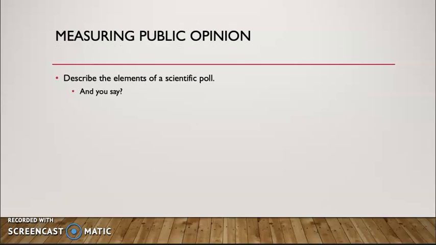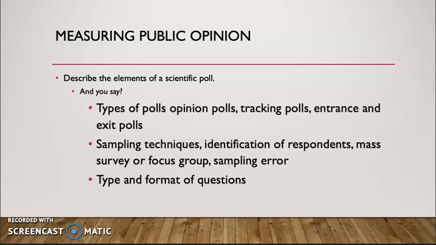So what do we do with those attitudes? Well, scientists love to know how we think and how we feel. So what are the elements of a scientific poll? Keyword being scientific. We want to make sure that we know the types of polls, opinion polls, which they just ask you how you feel about a topic, or tracking polls. These are done daily usually through presidential races. And it's just a daily sort of scorekeeping, if you will, of who's up, who's down.